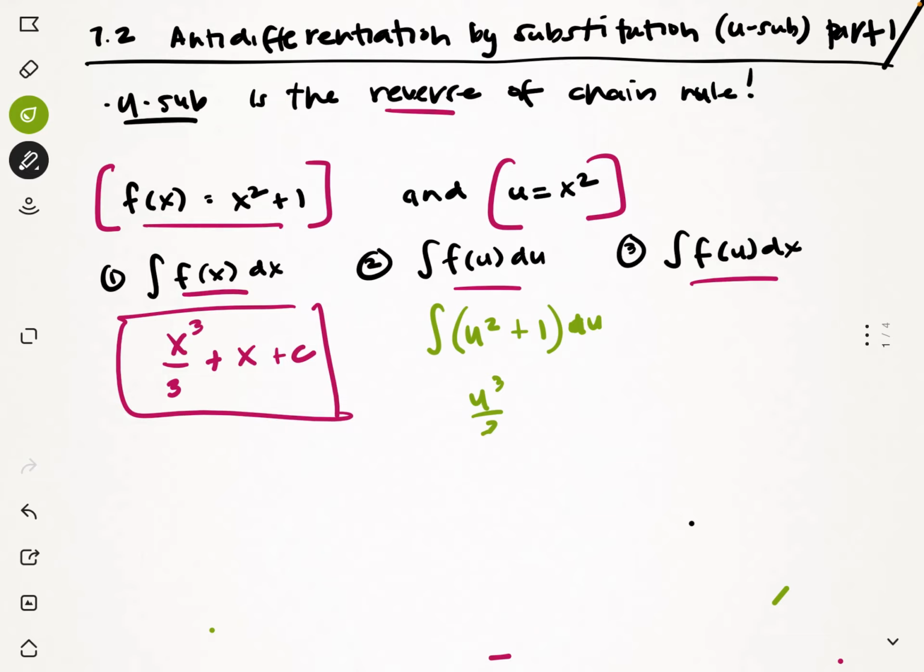Did I write that wrong? Let's roll with it. Okay, so we're going to get u cubed over 3 plus u, right? And then we're going to go back and substitute our x at this point. So then we're going to do x squared cubed over 3 plus x squared plus c.